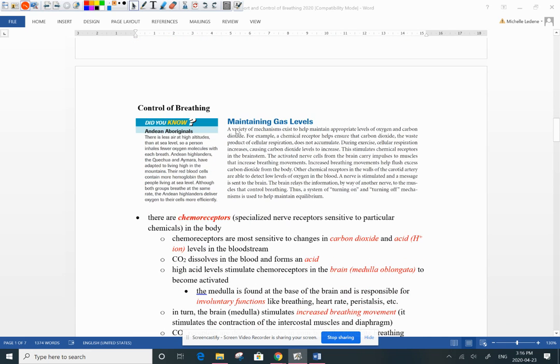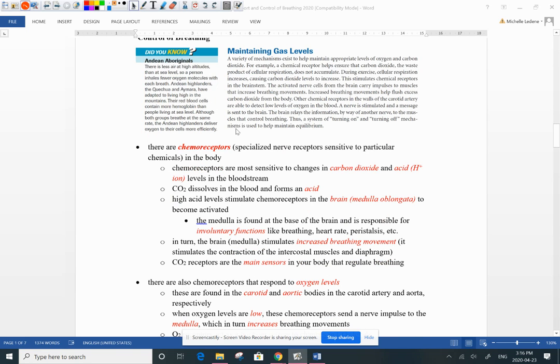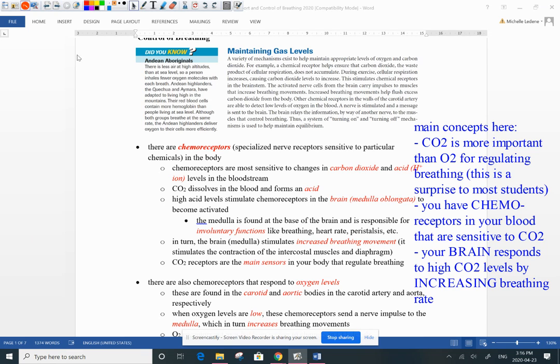Okay, so next up: how do I control my breathing? What makes me breathe faster or slower? What even causes me to breathe in the first place? Well, the main concepts here, and there are three of them, and this is going to surprise a lot of you, is that CO2 is actually more important than oxygen for regulating your breathing.